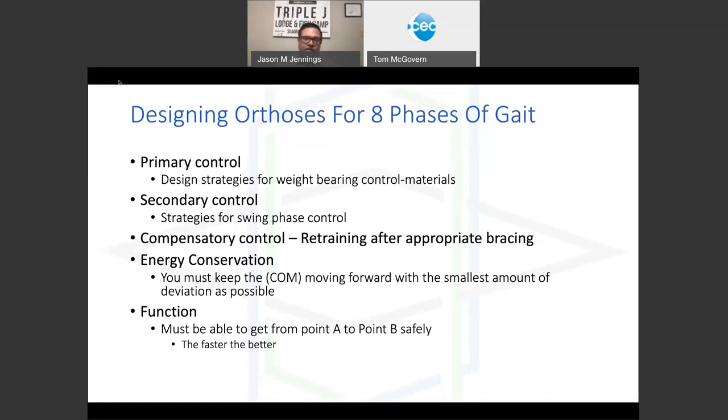Where you can really get tricked is the compensatory control mechanisms. And once you're able to demonstrate to the patient that they've learned compensatory control mechanisms and brace them appropriately, they're going to have to go for retraining after you've made that brace. And then part of that training is the energy conservation, keeping the center of mass moving forward with the smallest amount of deviation possible. And then functionally, how can they get from point A to point B safely? And typically patients are going to say the faster, the better.